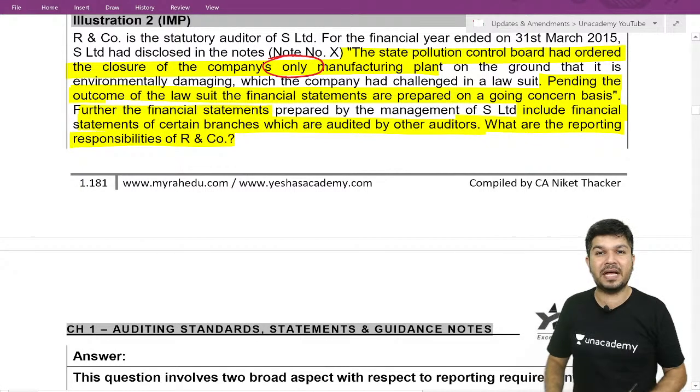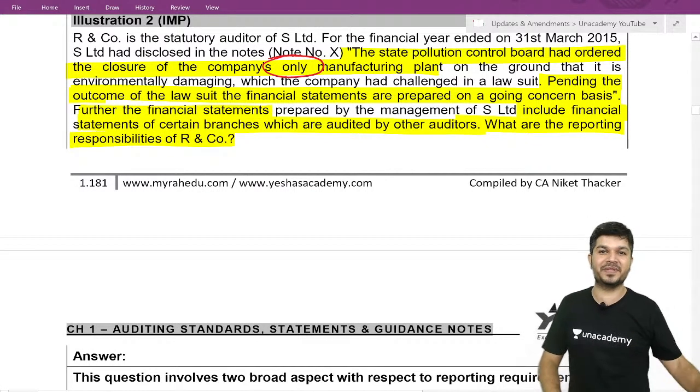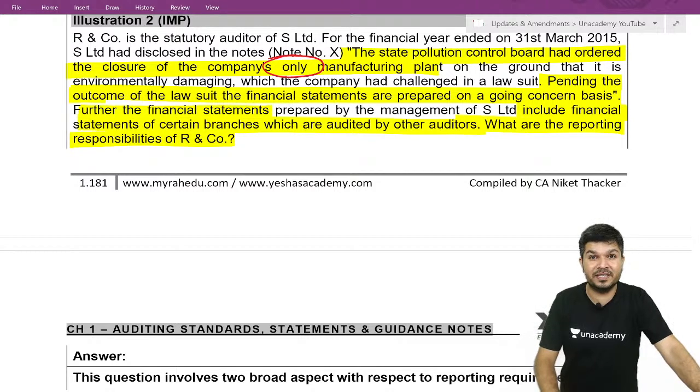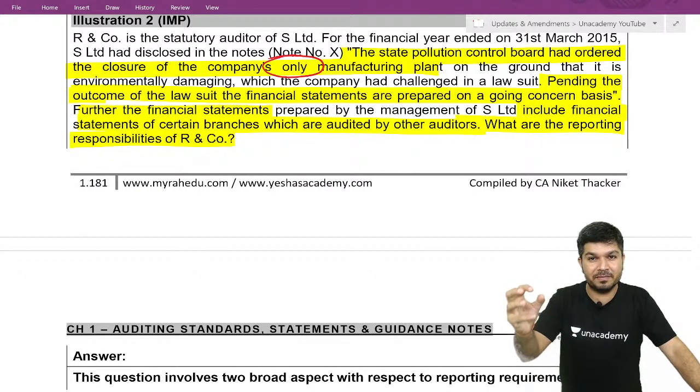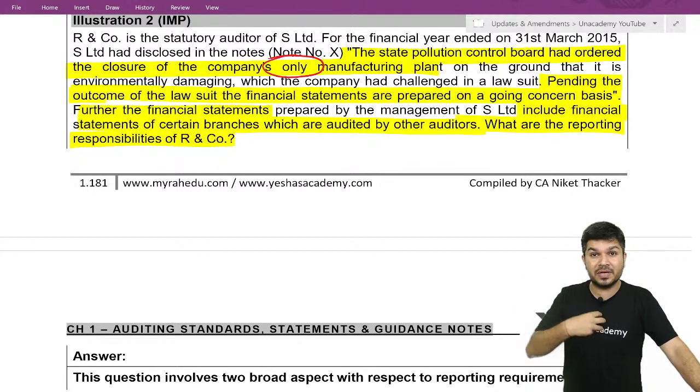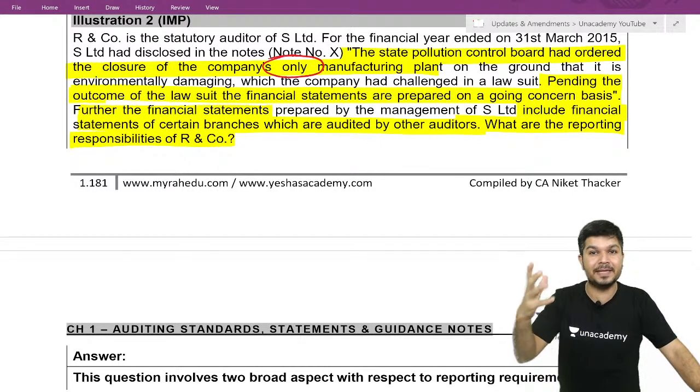And there are certain branches audited by someone else. If there are certain branches audited by someone else, I need to write down in my report that this many branches were audited by another auditor. We have relied on the report given by them.